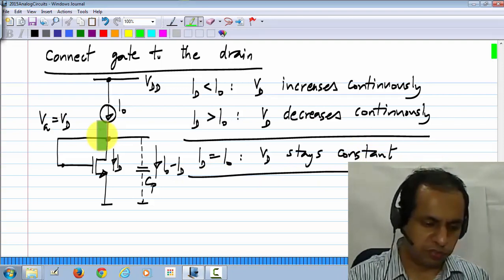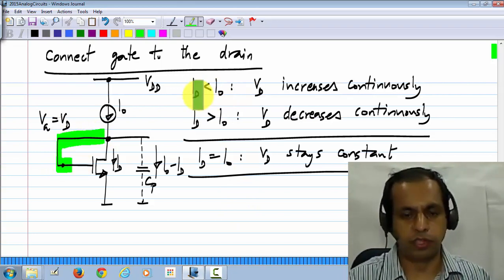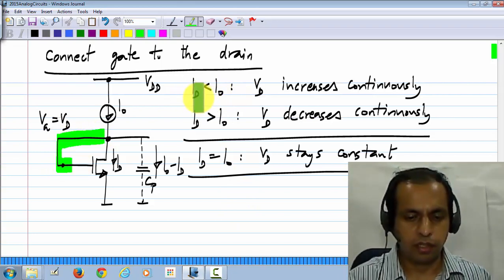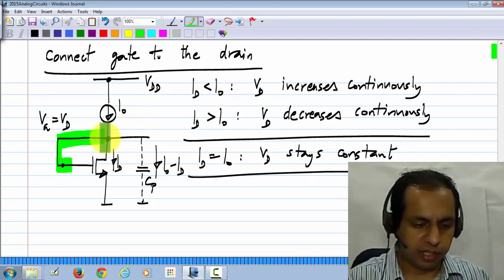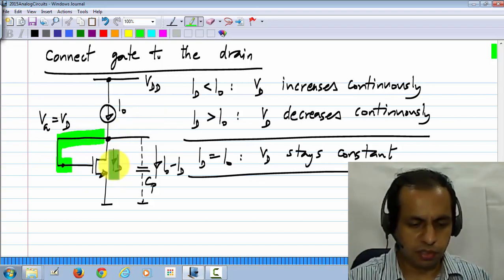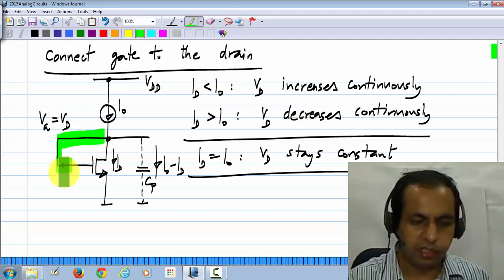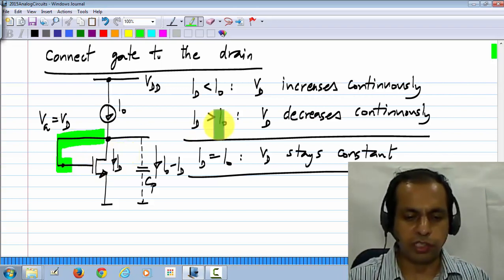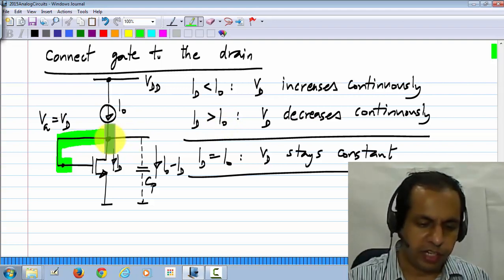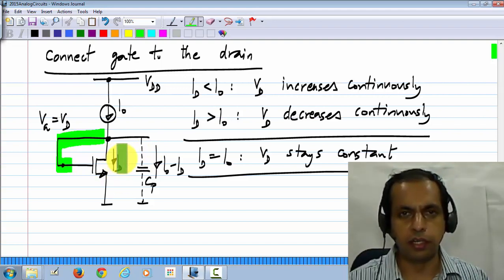Now, let's see what happens because of this connection. Let's say ID initially was smaller than I naught. When you start off, maybe it starts with 0 current. Then the drain voltage goes on increasing. Now, what happens in that case? The gate voltage also goes on increasing. So this increases the value of ID. So ID is smaller than I naught, so this ID will go on increasing because of this feedback. So it's exactly what you want. Or if ID is higher than I naught, then the VD will go on decreasing, which will in turn reduce the gate voltage, which will in turn reduce the drain current.